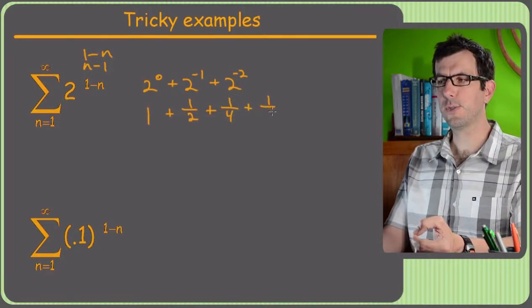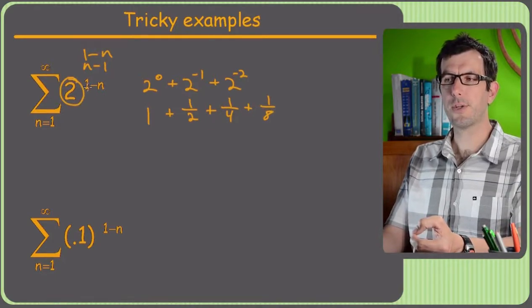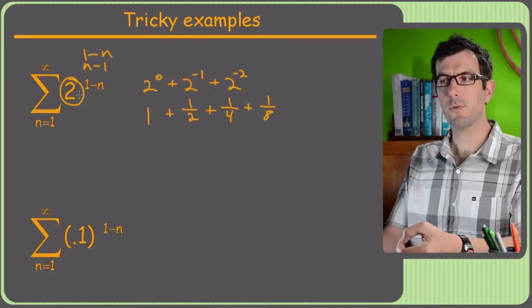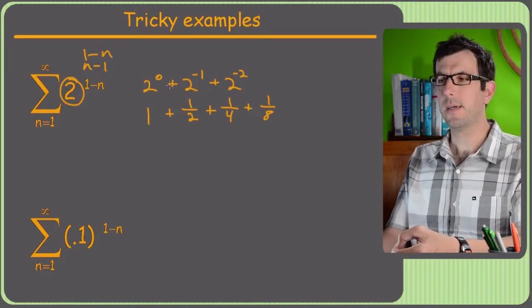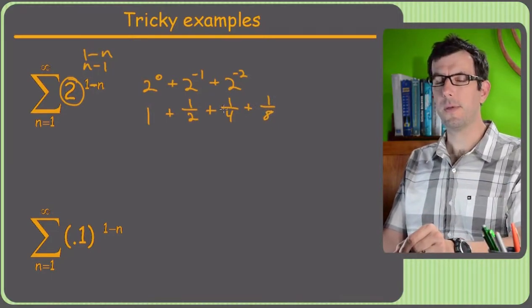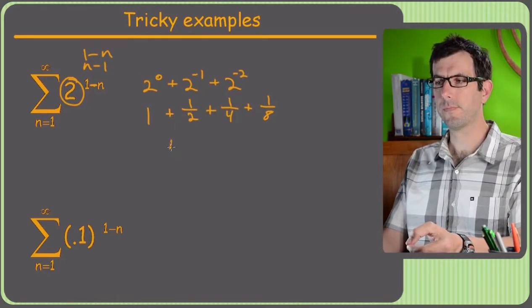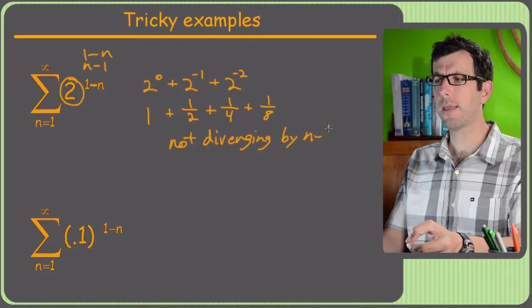So look at this. This is a tricky one. Even though it looks like the terms will get bigger because we have the number 2 raised to an exponent with an n in it, because there's a negative sign in front of the n, that flips things, and this thing ends up not diverging. At least it's not diverging by the nth term test.